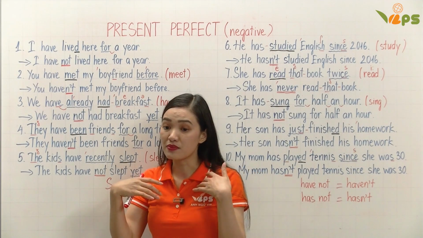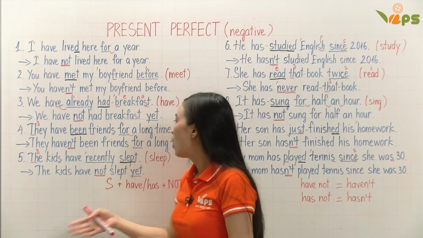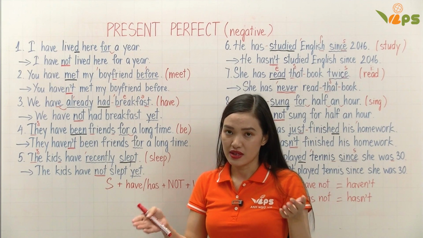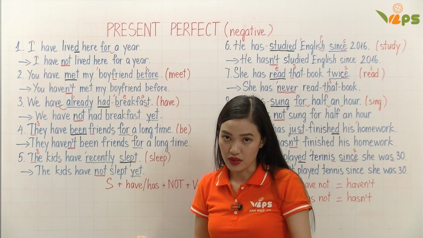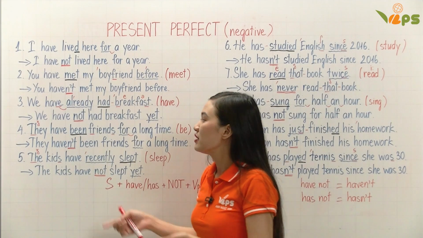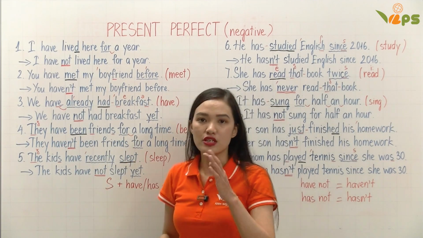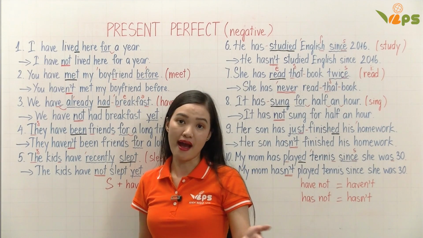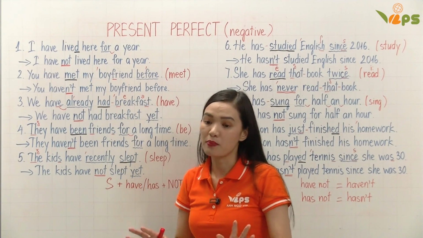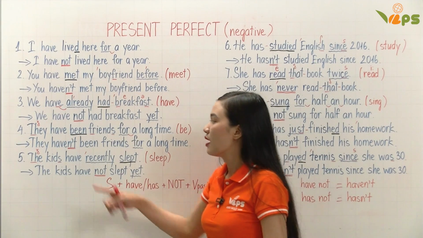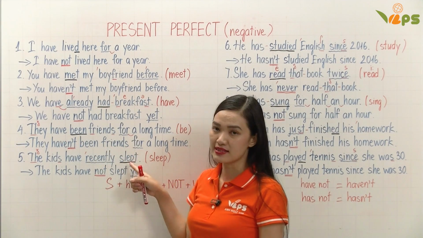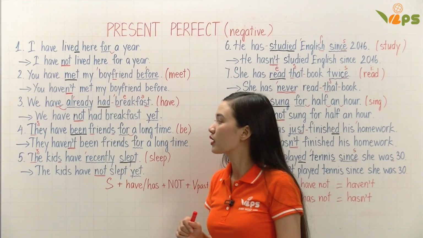They have been friends for a long time. That means some years ago, a long time ago, they made friends with each other and they are still friends now. But if you say that they haven't been friends for a long time, that means they used to be friends, but not now, okay? They stopped being friends for a long time. They haven't been friends for a long time.